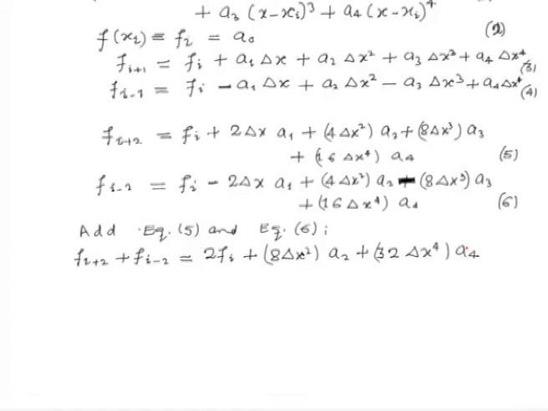Similarly, if we add equations 3 and 4, the ones in terms of fi+1 and fi-1, let's call this equation 7. So add equations 3 and 4.